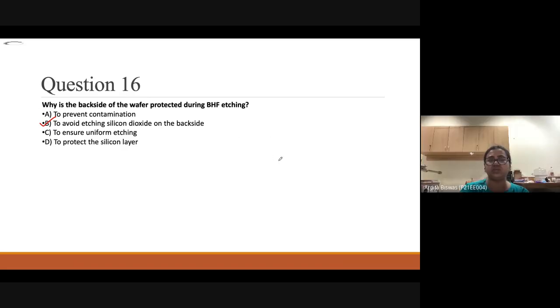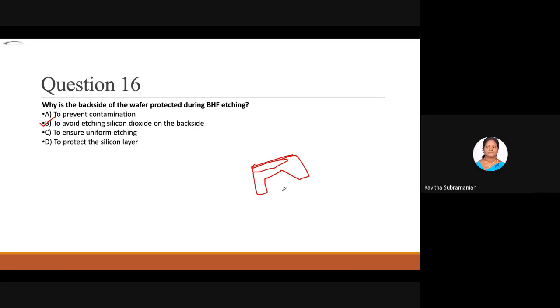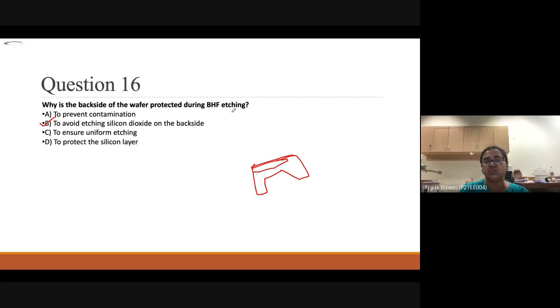Because, here is the structure, like this, and then there is this structure. So if this side is not protected, there is silicon dioxide present. So when we dip the wafer into the backside BHF etching solution, the oxide, BHF is used for etching the SiO2.